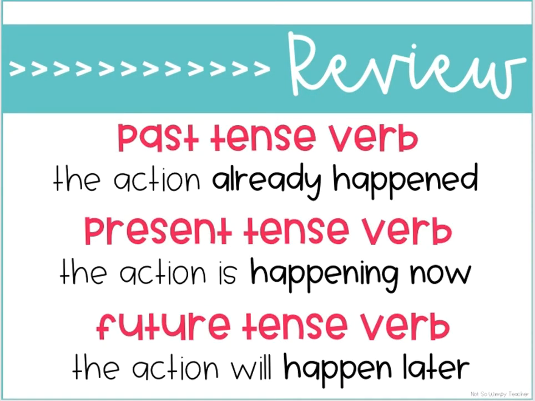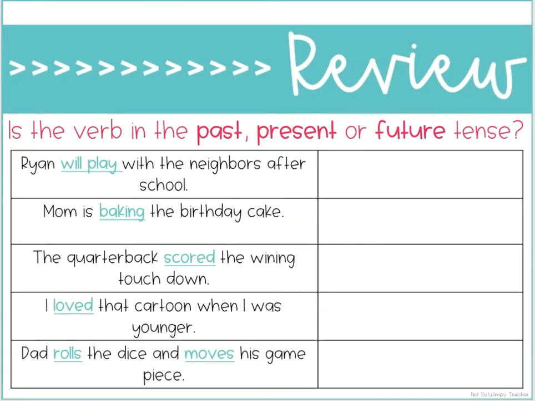A past tense verb is when the action already happened. A present tense verb is when the action is happening now, it's in the present. And a future tense verb is when the action will happen later. Is the verb in the past, present, or future tense? Pause the video and jot down your answers. Click play when you're ready to review. How did you do? If you're still checking, go ahead and click pause.